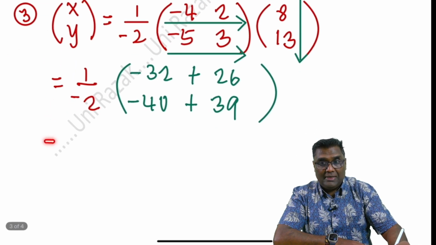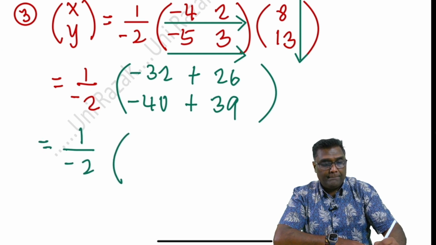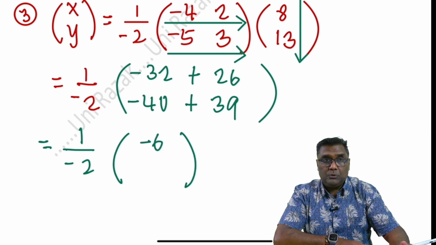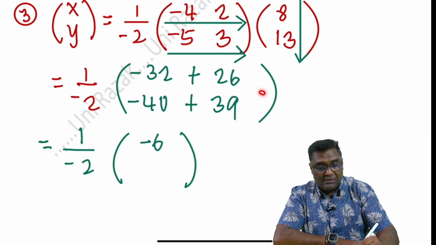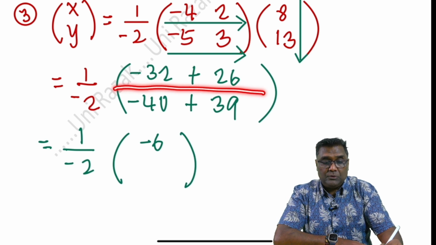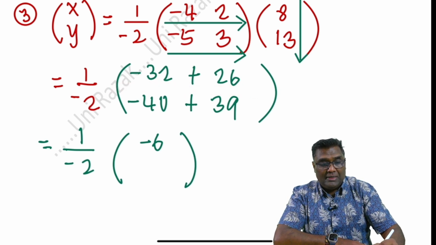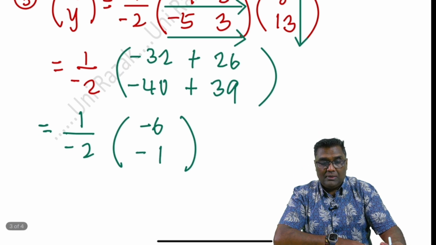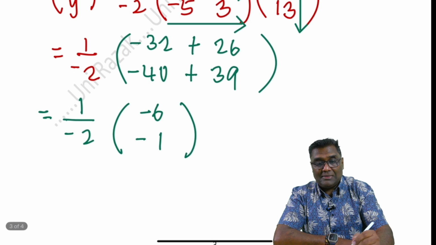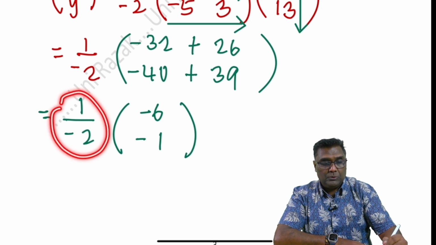So after that is simple solution. So 1 over -2. You may take your calculator out. You can press -32 plus 26. And I do the same thing for the other one, -40 plus 39, -1. Done with that, the last step. 1 over -2, multiply for both.